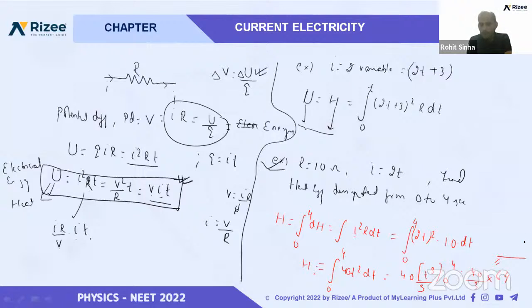Am I right, or have I made some calculation mistake? Can you see, all of you? Do you see any calculation mistake I have made? Okay, then this will be your answer.